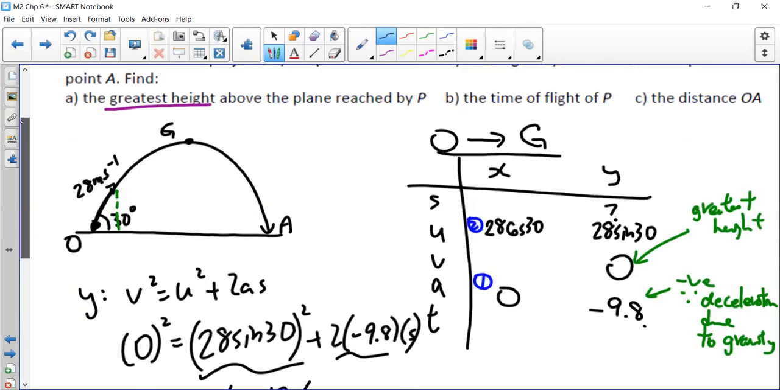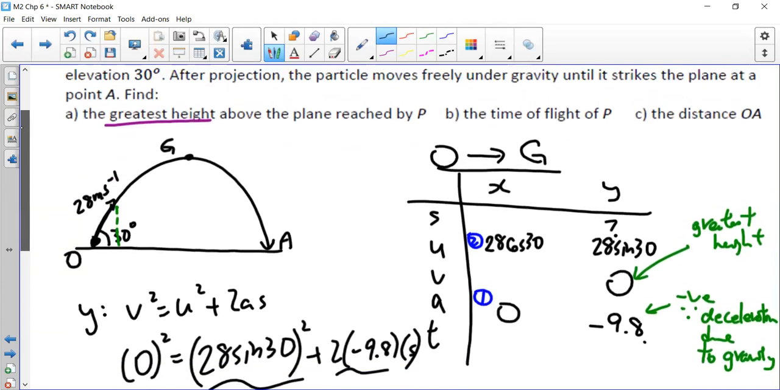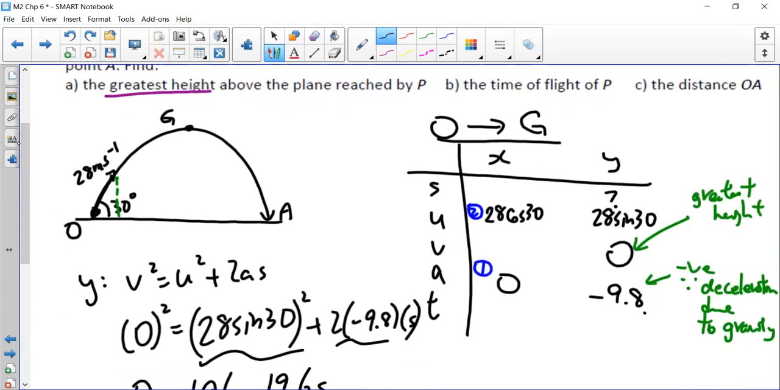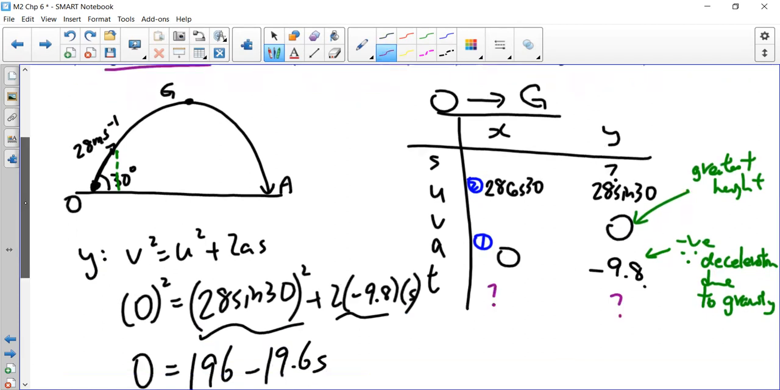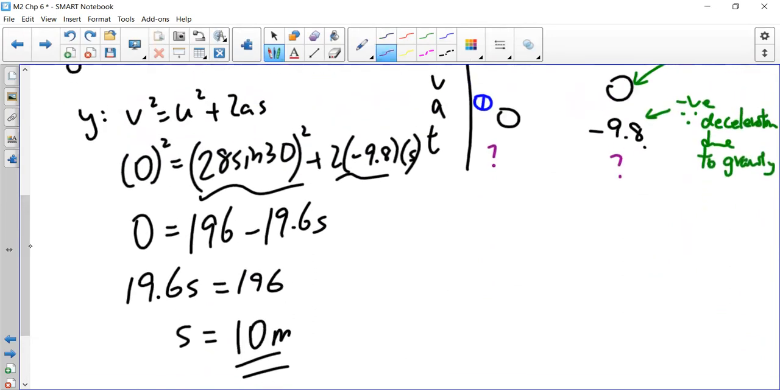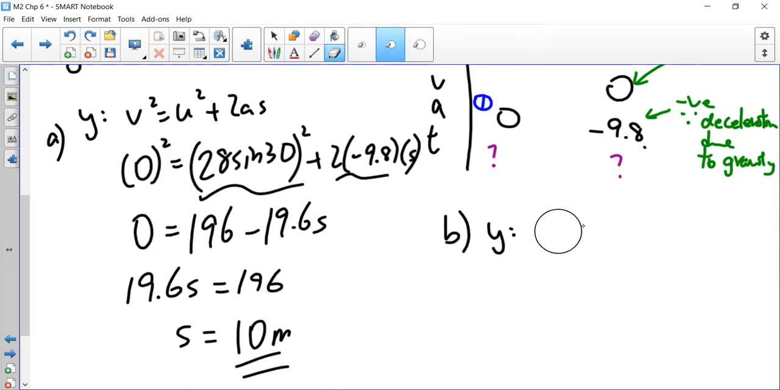Right. Part B. Find the time of flight of P. To find the time, we can either use column X or column Y, but why don't we use column Y? Because we've got so much information on column Y, so we'll continue to do that. So that's part A done. Part B. To find the time, I'll use the Y column again. This time, I might use S equals, actually, I will try to avoid S. V equals U plus AT.